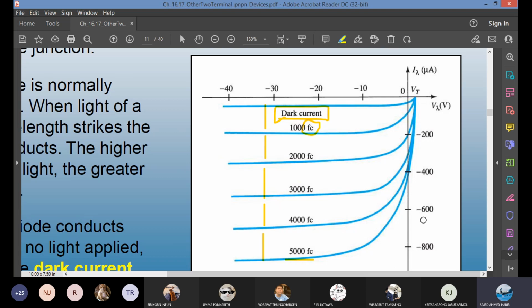You want zero current from the photodiode. You cannot just say, I'll put it in a dark room. No. You will still have the dark current. So what do you have to do? Where is the current zero?